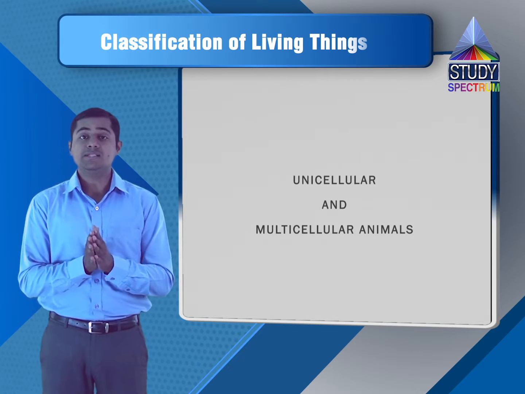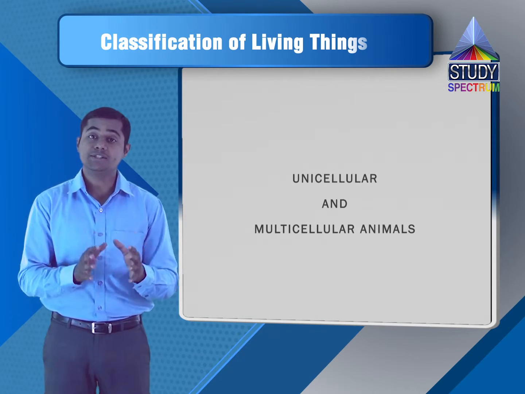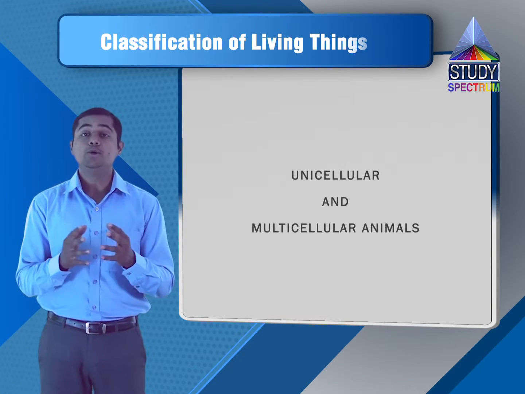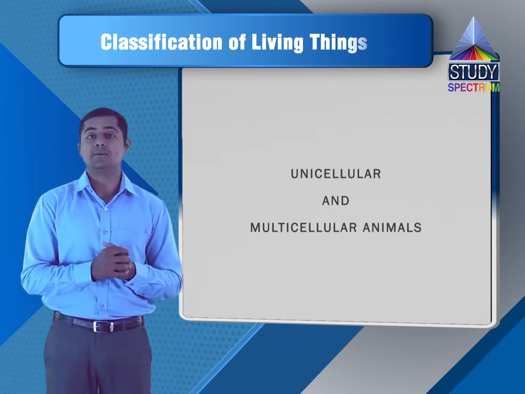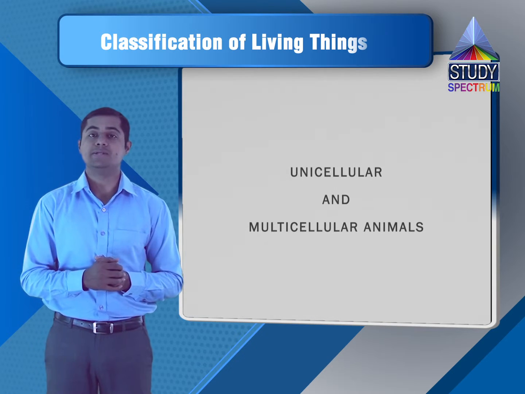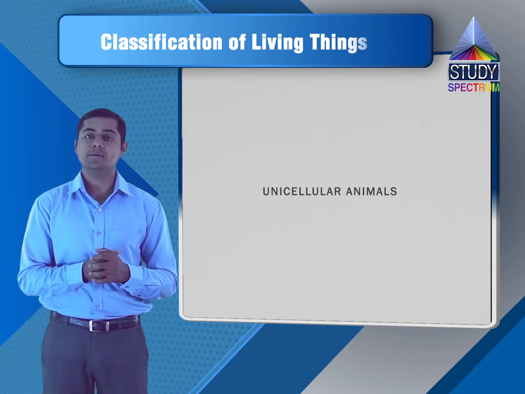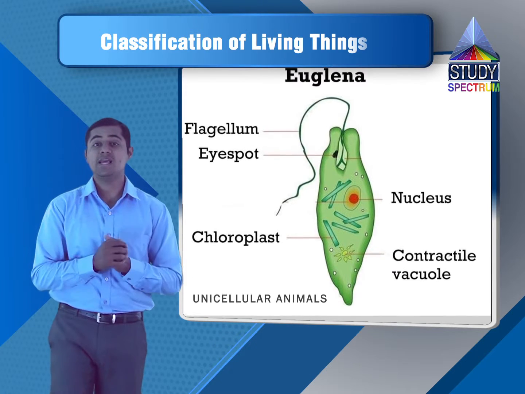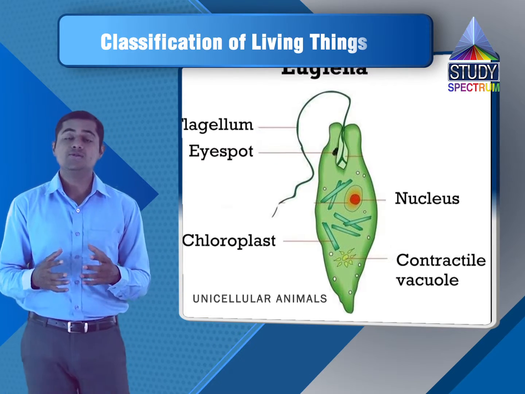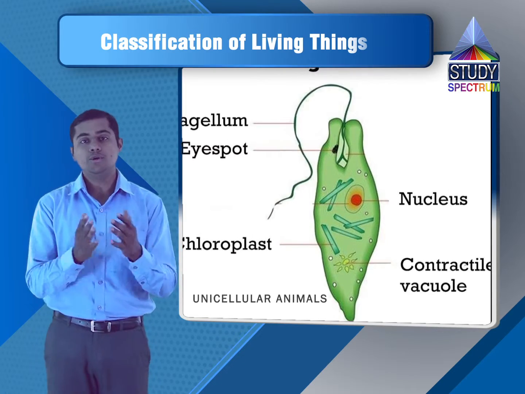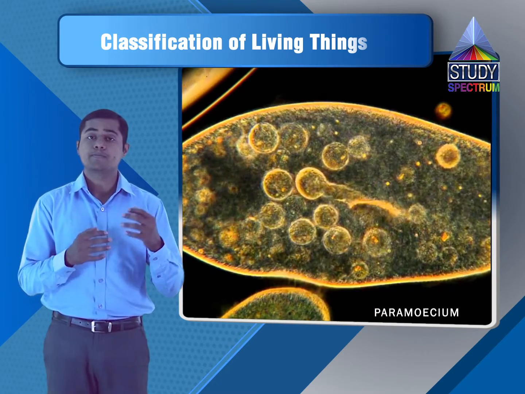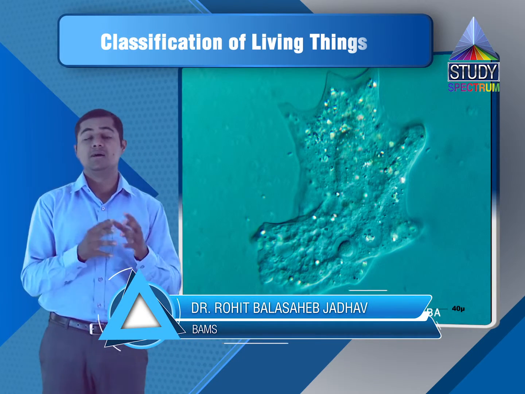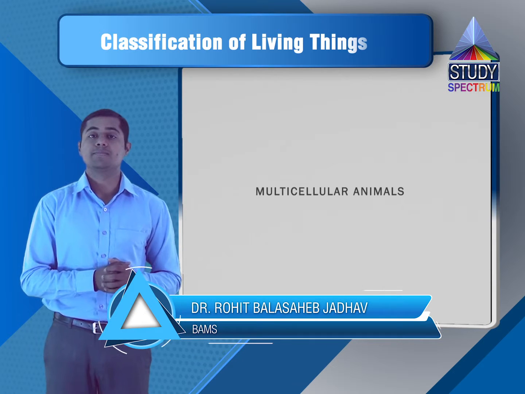We have already seen that living organisms have a cellular structure. So we can further divide the animals into two subgroups: unicellular animals and multicellular animals. What are the unicellular animals? The animals which consist of only one single cell. Their whole body is only that one single cell, and they are called unicellular animals. Which are those? Amoeba, paramecium are the unicellular living things, unicellular animals.